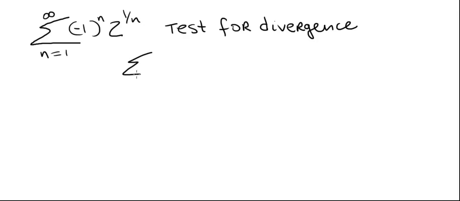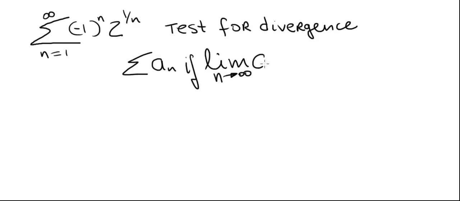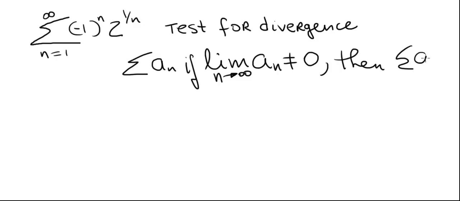Here's what it says. When we have a series, it doesn't matter where we start, if the limit as n goes to infinity of a_n is not 0, that could mean a finite number, a limit could be 5 or 1/4, or it could be undefined. As long as it's not 0, then our series diverges.